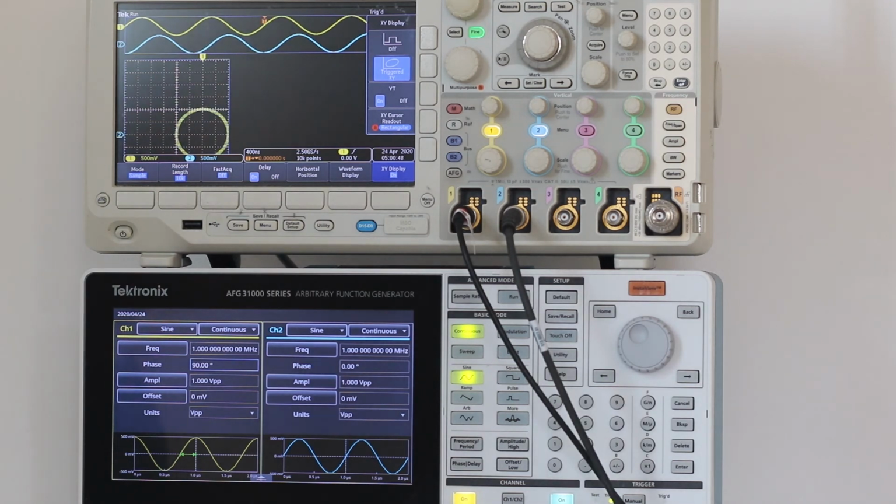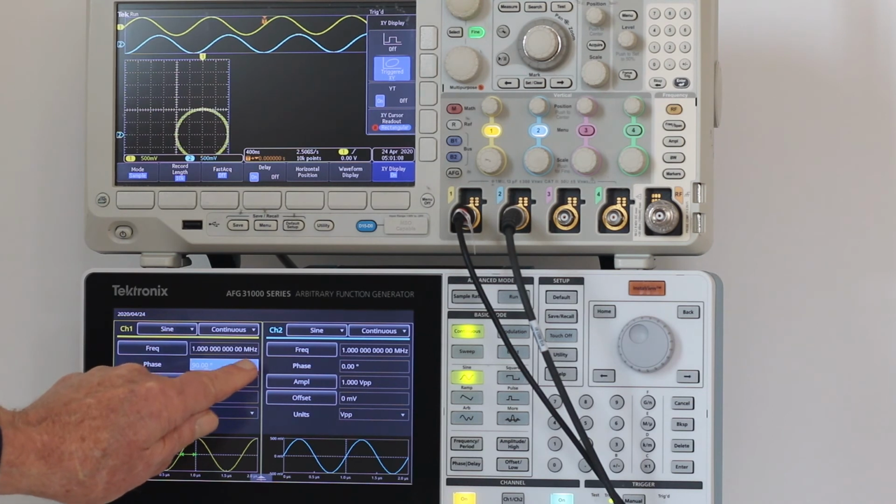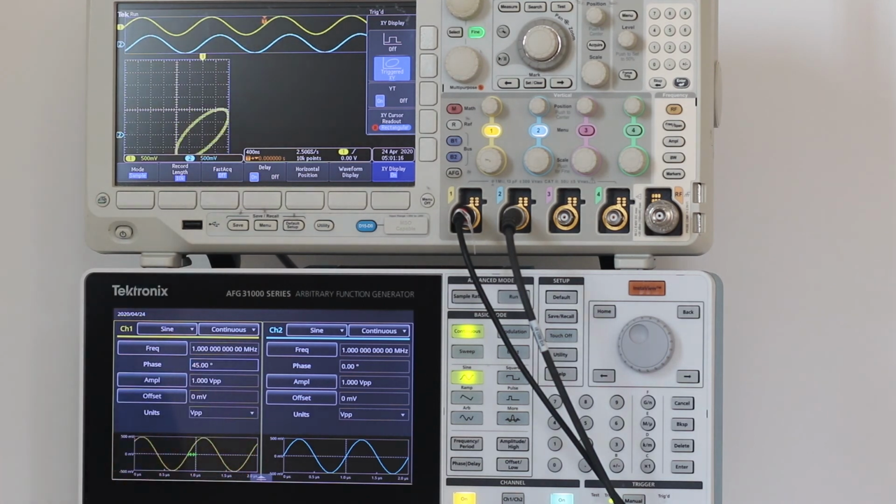Here is the Lissajous figure when the phase is set at 90 degrees, a perfect circle. As you might expect, when the phase is set halfway in between, at 45 degrees, the Lissajous figure is an ellipse. And when the phase relation is set at 180 degrees, the Lissajous figure is a diagonal line beginning at the top left and descending to the bottom right.